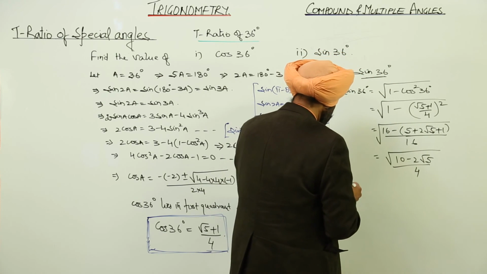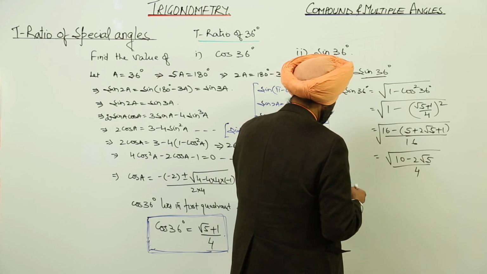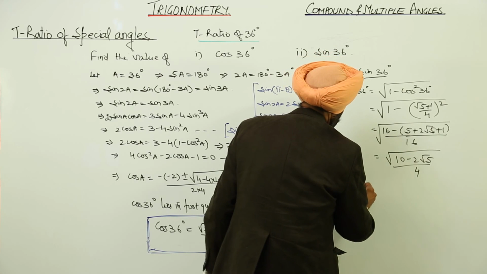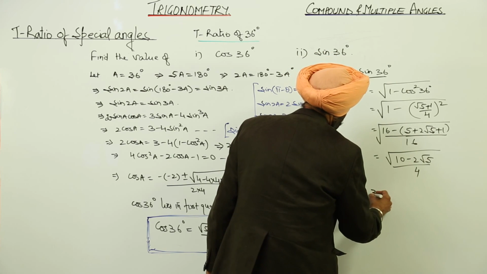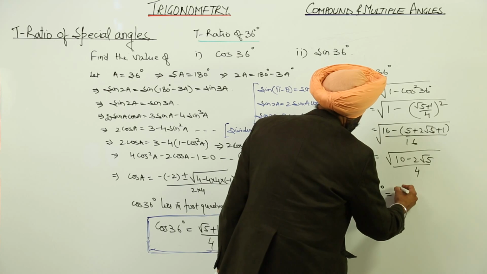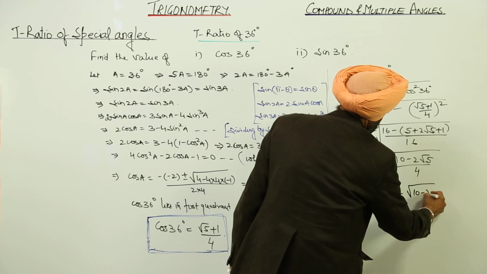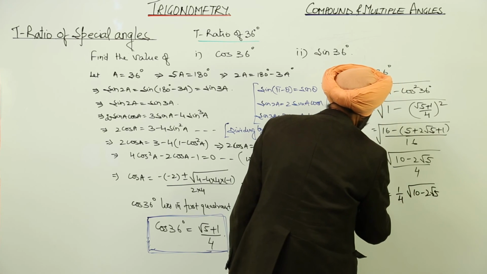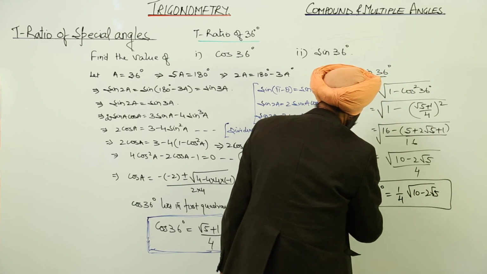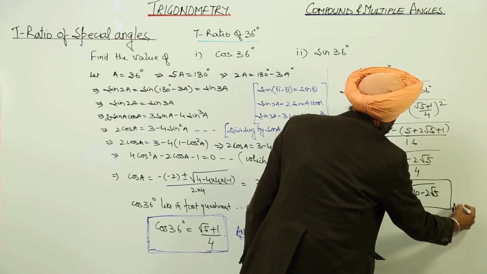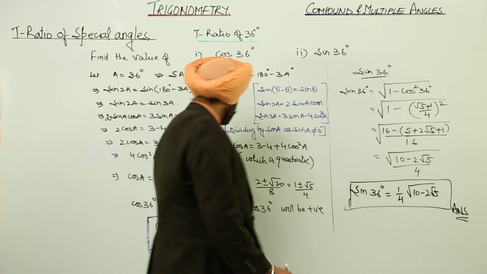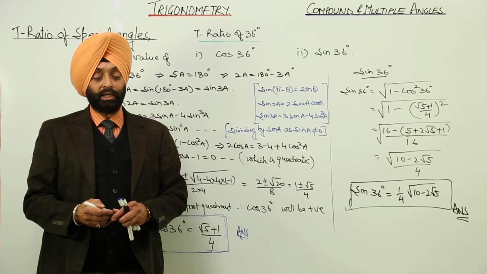Sin 36 degree is equal to 1 upon 4 square root of 10 minus 2 root 5. So we have the values for cos 36 and sin 36.